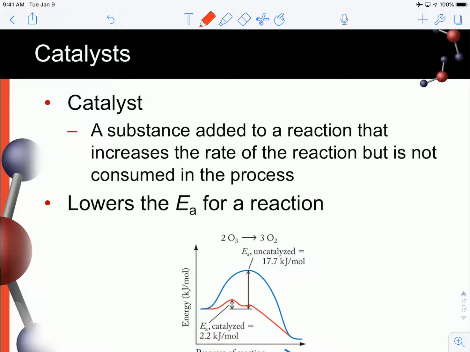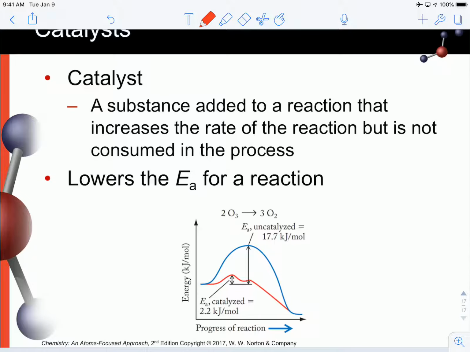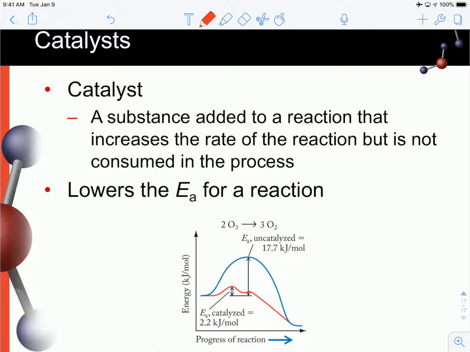The last thing in your chapter is catalysts. This is pretty straightforward and just requires a little bit of reading. A catalyst is a substance added to a reaction that increases the rate of the reaction but is not consumed in the process. Your body is filled with catalysts called enzymes. Enzymes are proteins, but they're specialized proteins that speed up reactions in your body. Most reactions in your body are catalyzed. They just happen too slowly to maintain you as an organism biologically without being catalyzed.